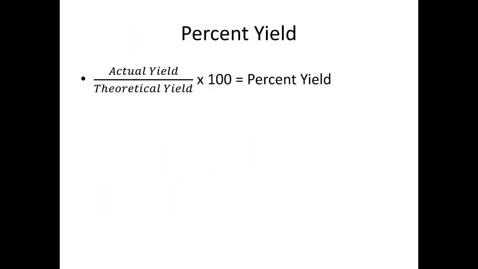Percent yield looks like this. We have our actual yield, which is that amount you get when you conduct the reaction, over our theoretical yield, which we get from stoichiometry. We divide that, and then, to turn a fraction or a decimal into a percent, we multiply it by 100. So that's our formula. It's that simple. Of course, this formula comes in after we've done all the steps to get to our theoretical yield, which would be writing out your balanced reaction, et cetera.